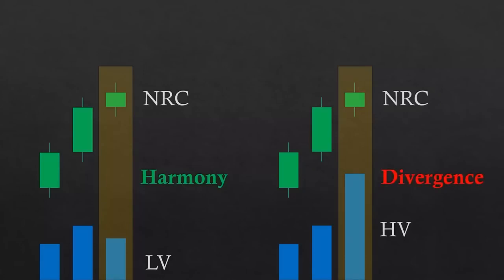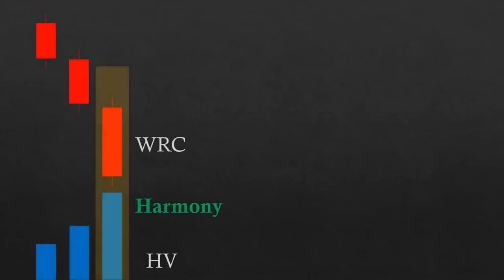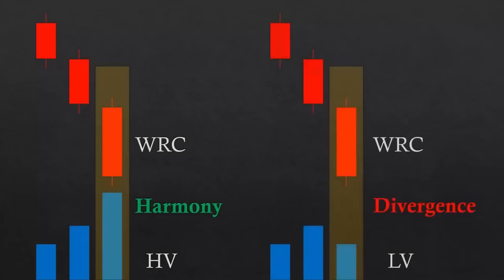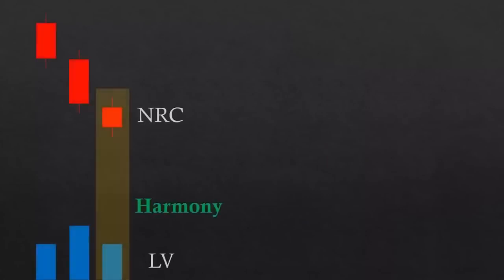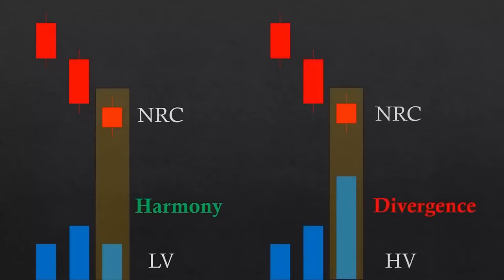When the market is falling, price action is inverted, but the volume bars are equal. In this illustration, we can see the harmonic relationship between a wide range candle created with high volume and the divergent relationship between a wide range candle created with low volume. In this other image, we can see the harmonic relationship between a narrow range candle created with low volume and the divergent relationship between a narrow range candle created with high volume.